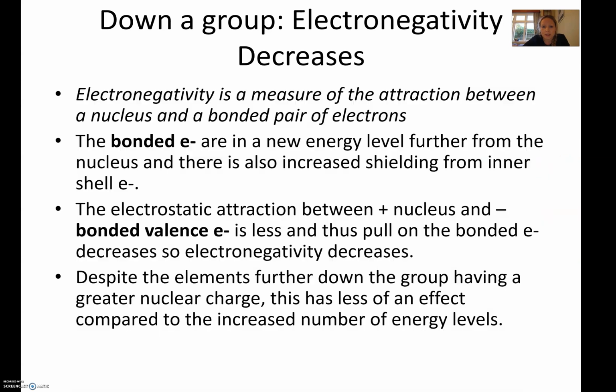So here's my template answer. Electronegativity is the measure of attraction between a nucleus and a bonded pair of electrons. The bonded electrons are in a new energy level further from the nucleus, and there's also increased shielding from inner shell electrons. The electrostatic attraction of the bonded electrons will be less, and therefore electronegativity decreases. Don't forget to mention, despite the fact that nuclear charge is greater, it'll have less of an effect compared to the greater number of energy levels.